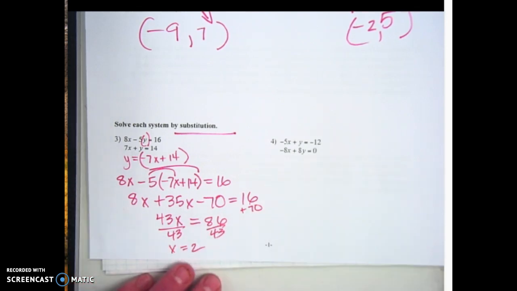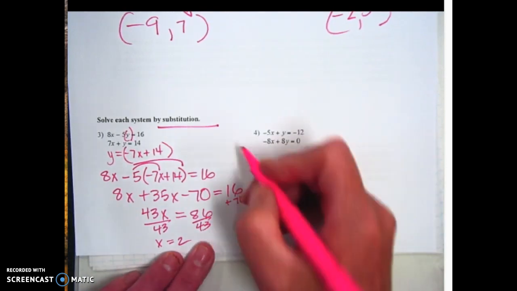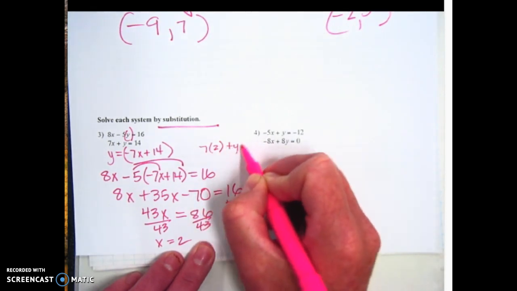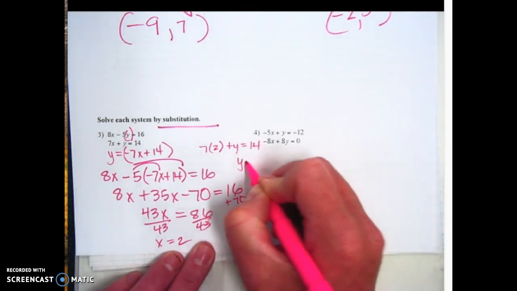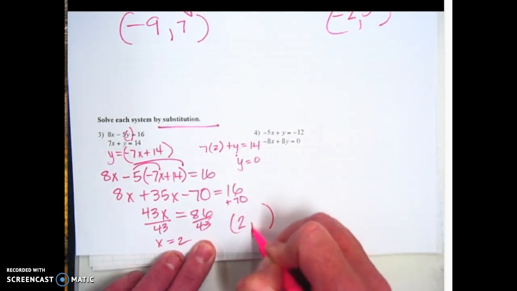Now you're going to substitute that back in for either of the two original equations. I like the second one better, so I'm going to say 7 times 2 plus y equals 14. This is 14, so when I subtract 14, I actually get y equals 0. So when I go to write that as an ordered pair, I have 2, 0.